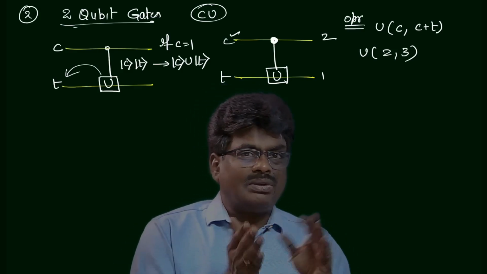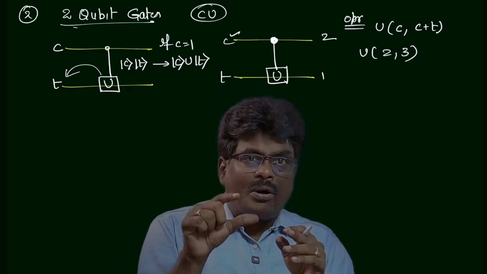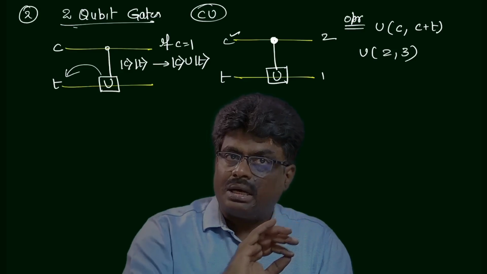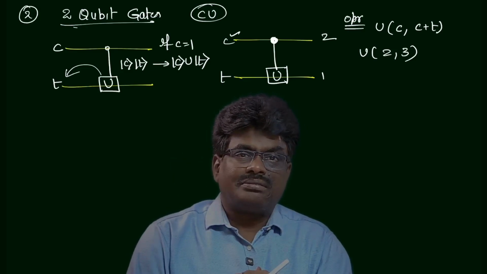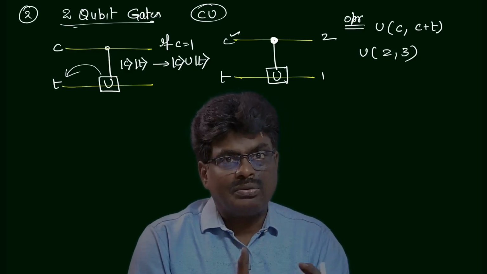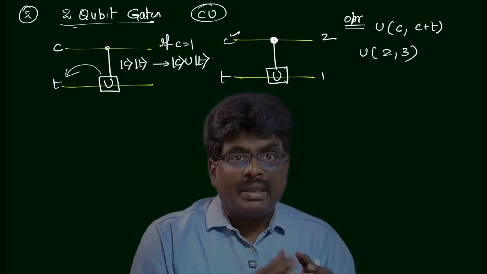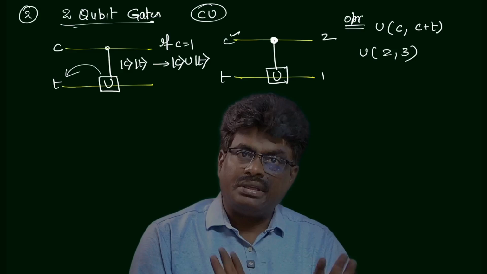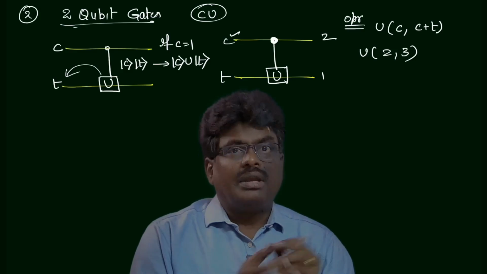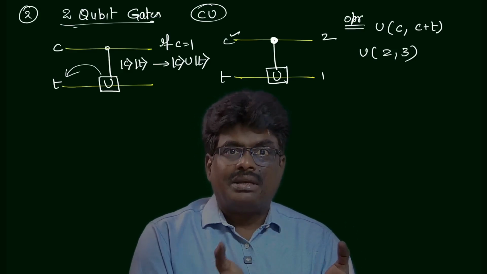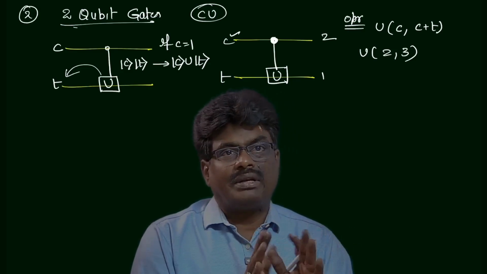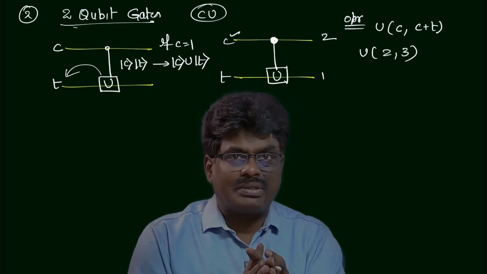In this example, U of 2 comma 2 plus 1, that is 3. That means U of 2 comma 3. That unitary operator will affect only those two states, 2 and 3. It won't affect the other states 0 and 1. For example, if instead of U you take a Hadamard gate, it will create a superposition of 2 and 3 only, not of 0 and 1. If you take U as X, it will flip 2 and 3, 2 to 3, 3 to 2, while states 0 and 1 remain the same.